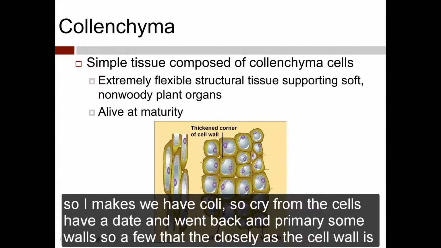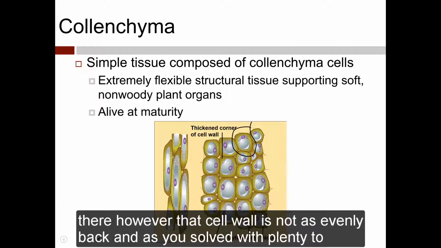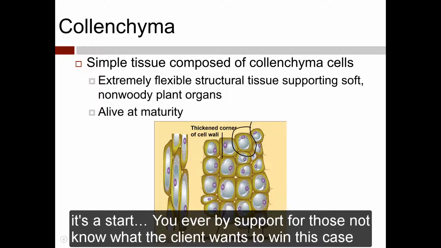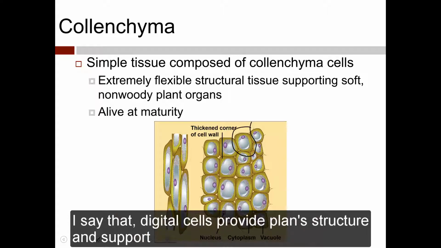Collenchyma cells have unevenly thickened primary cell walls. If you look closely, yes, that cell wall is there. However, that cell wall is not as evenly thickened as you saw with parenchyma. With that being the case, this tissue is extremely flexible. It's that structural tissue, and it provides support for those non-woody plant organs. The individual cells provide plants structure and support.